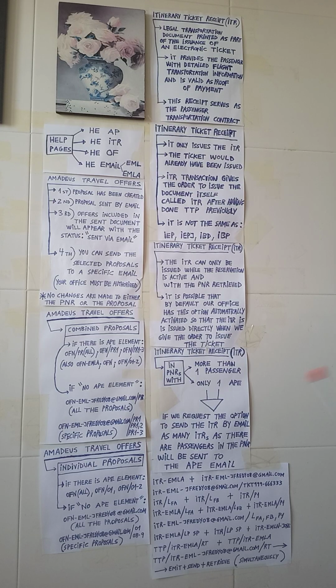If we type 01 at the end of the transaction, we send offer number 1 from the available list, but if we type 08-9, we send offers number 8 and number 9 from the available list.